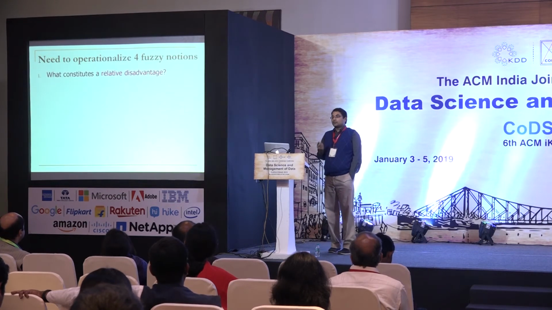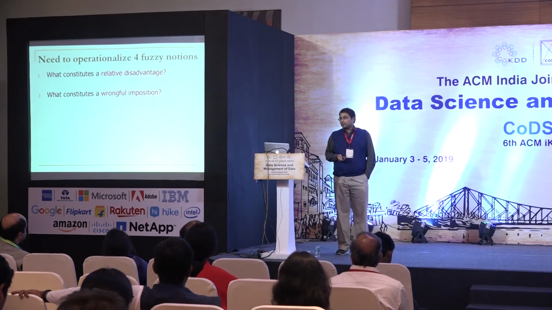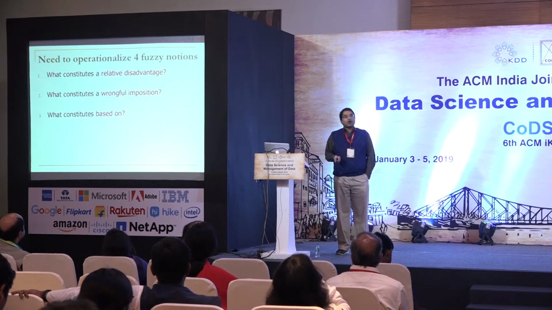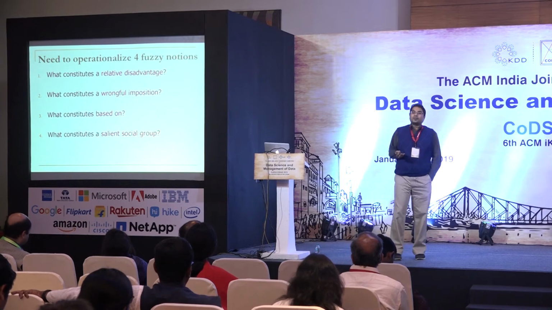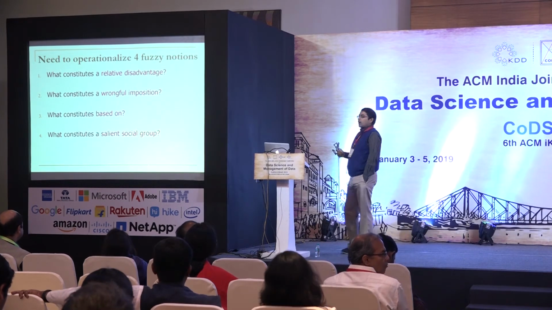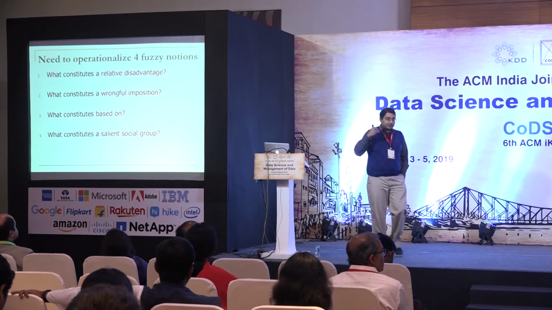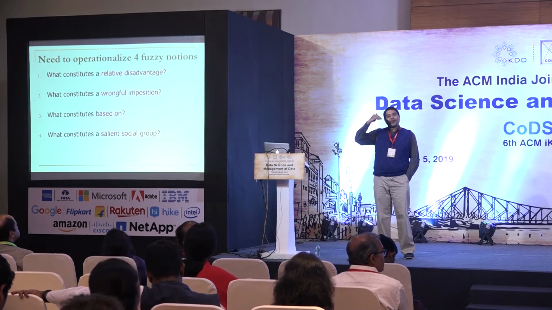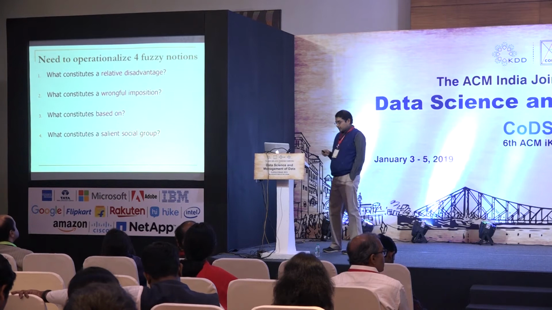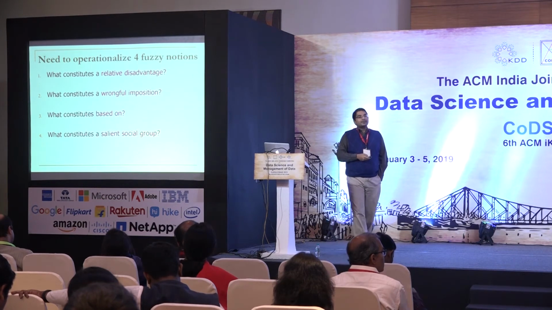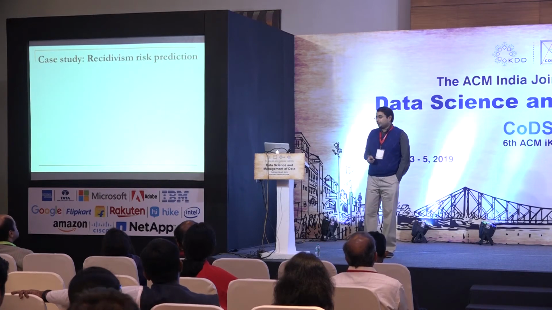So for instance, what actually constitutes a relative disadvantage? What constitutes a wrongful imposition? What constitutes based on? And what constitutes a salient social group? A lot of work that people have done in this space has focused on how to operationalize all these different terms. I don't have enough time to go through a very formal treatment of all these 4 different notions, but instead I'm going to explain what people have done by taking a very concrete case study.